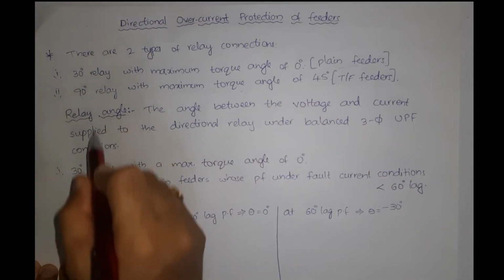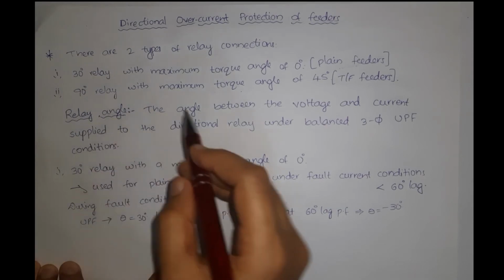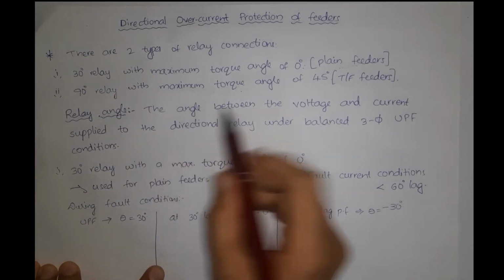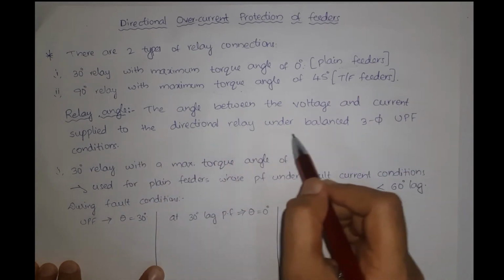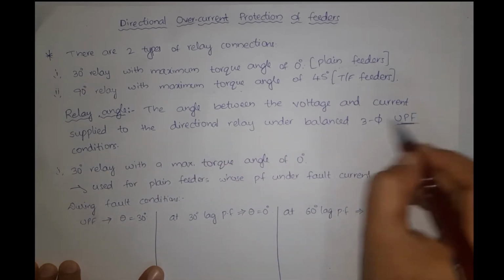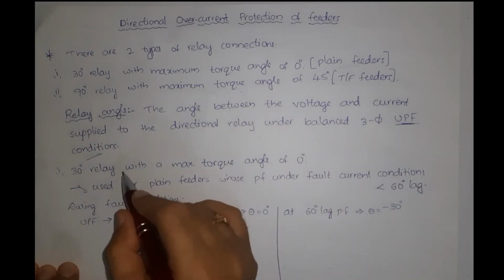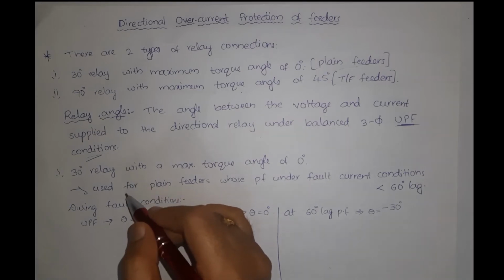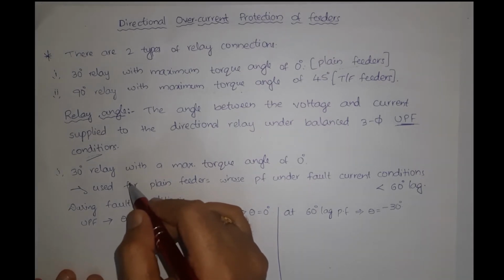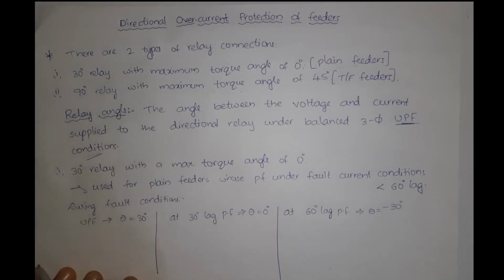That is nothing but called the relay angle, where the relay angle can be defined as the angle between the voltage and current supplied to the directional relay under balanced three-phase UPF conditions. So the angle between the voltage and current is defined as the relay angle. So this 30 degrees is nothing but the relay angle.